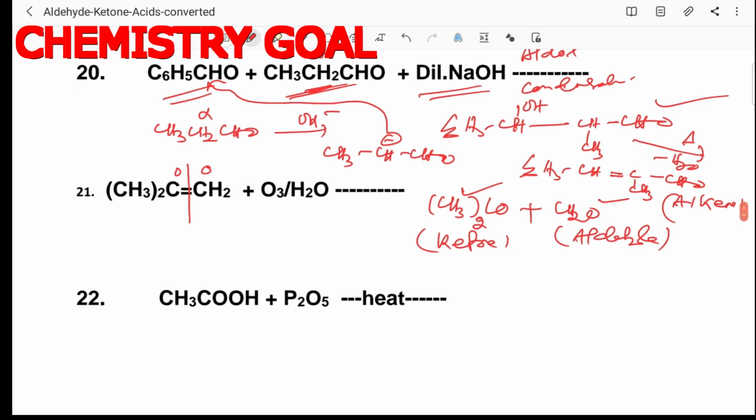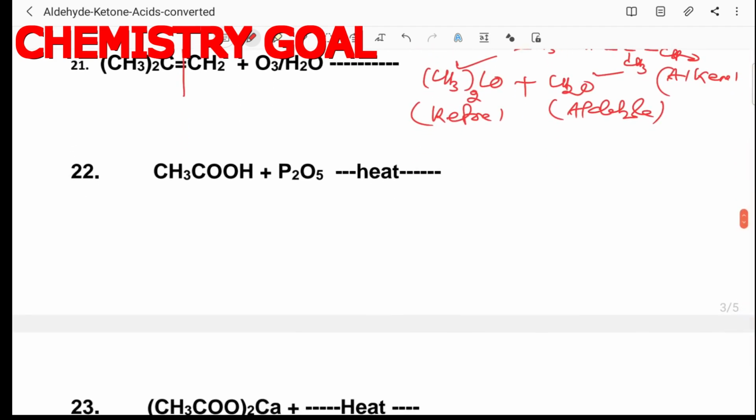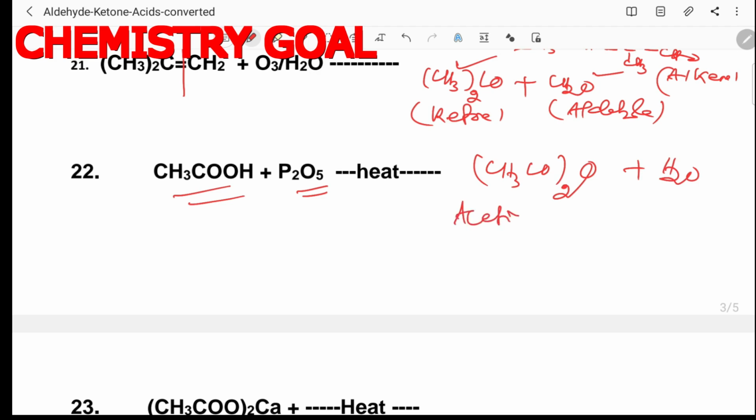Okay, and reaction 22 is carboxylic acid reacts with P2O5. As P2O5 acts as a dehydrating agent, it loses water molecule, producing corresponding anhydride plus water. As it is acetic acid, it is acetic anhydride. It is called acetic anhydride. We have to remember, acetic acid or carboxylic acid, when heated in presence of P2O5, loses water molecule, forming a corresponding anhydride. So two molecules are always required.